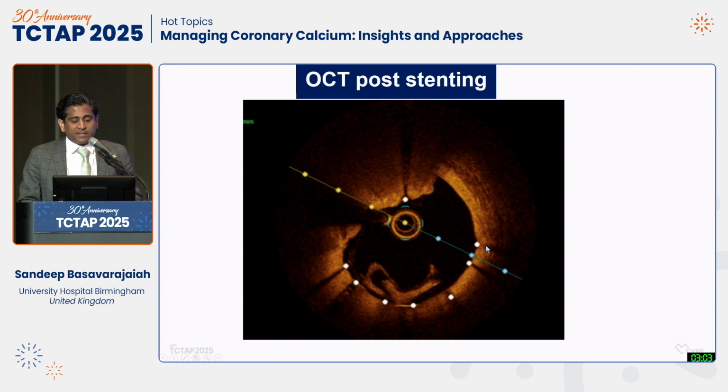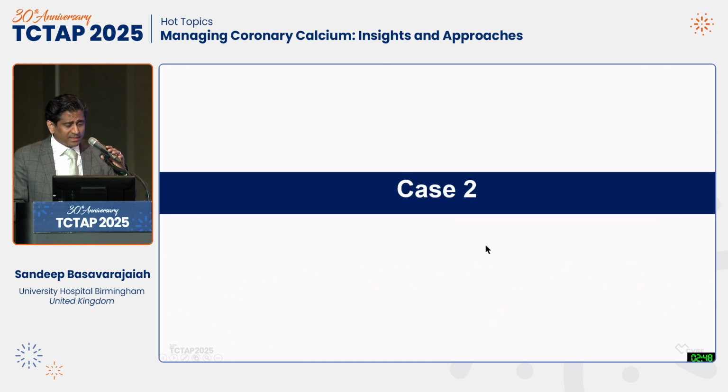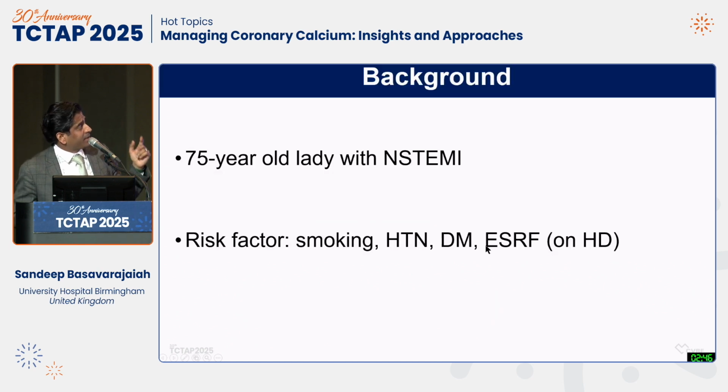One other thing I would say is don't expect a round final result in eccentric calcium, even nodules, because if you have an MSA of more than 6, that's more than enough. Trying to achieve perfection, you'll end up having complications.